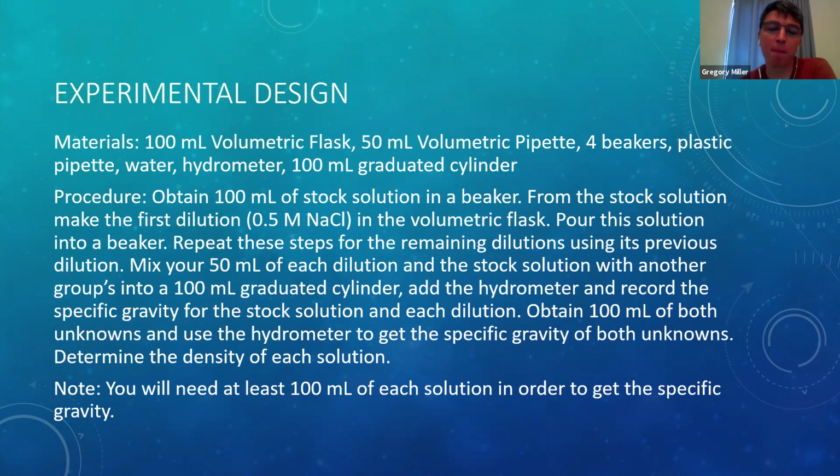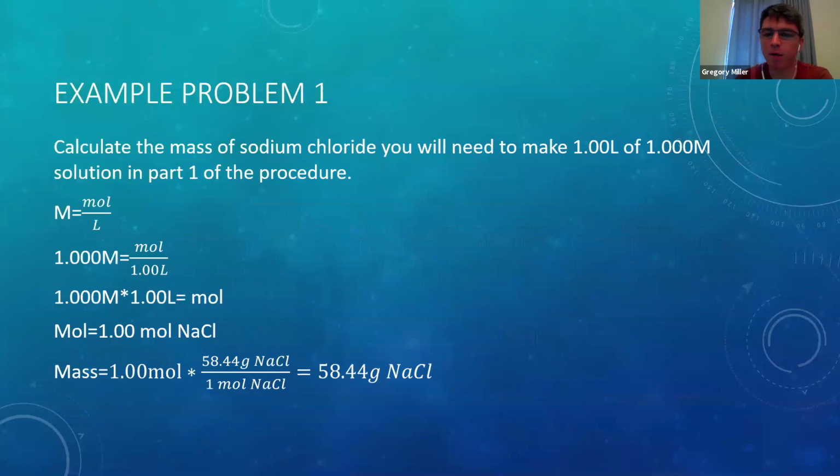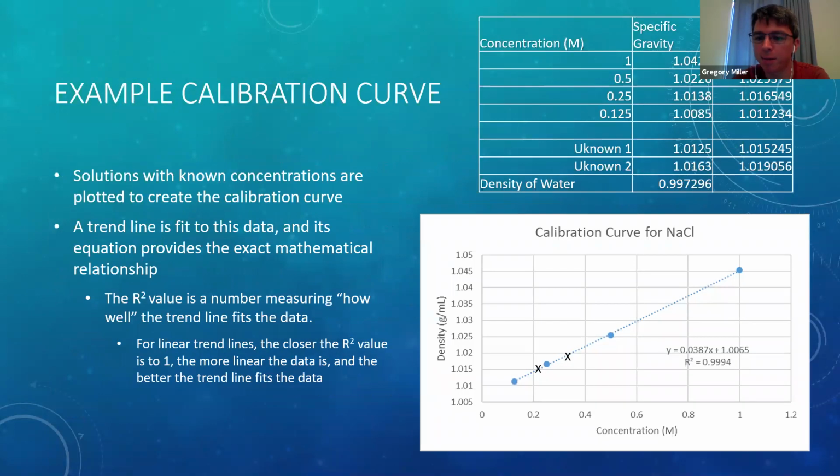So that's how she's going to make all of her knowns samples so that she knows the concentration of each of those. Put the hydrometer in, get the specific gravity, use the specific gravity to calculate the density, do the exact same thing with the unknowns, measure out 100 milliliters, put the hydrometer in, get the specific gravity, calculate the density. What you guys will need to do is take all of those densities and concentrations and make a calibration curve, very similar to the one over here.